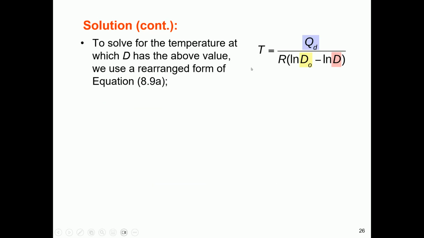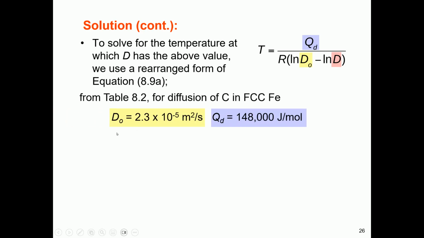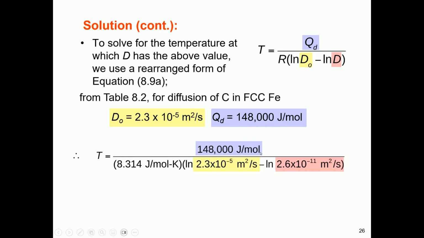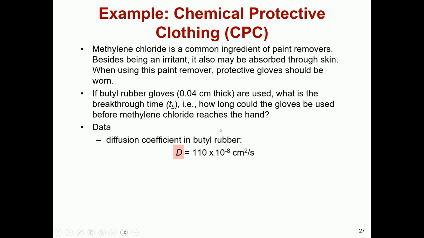And then finally we can solve for the temperature at which D has the above value. Here D0 is from the table, and the activation energy is expressed in joules per mole. Finally, the temperature could be calculated as almost 1300 Kelvin. This is an example.